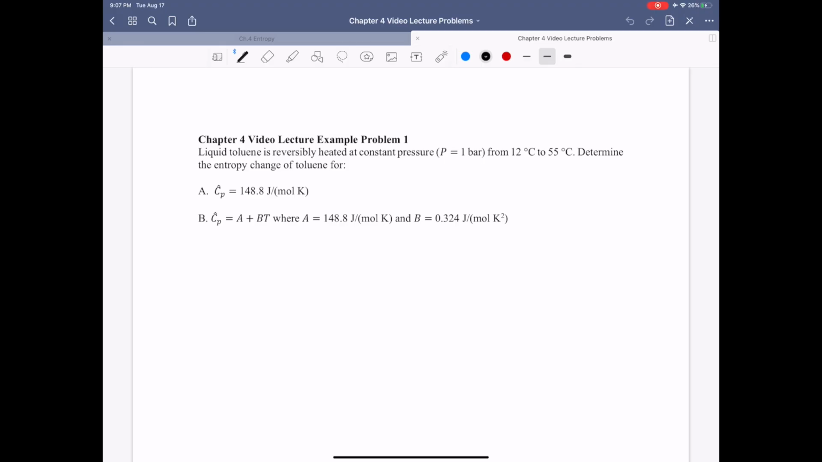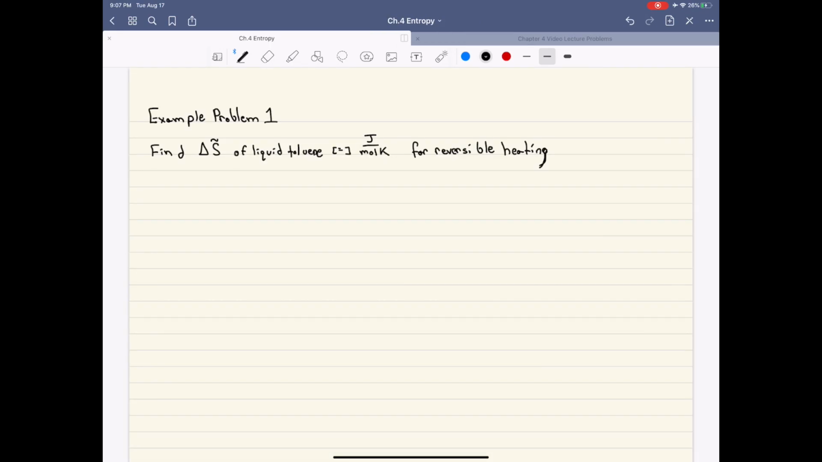So for this problem, we're asked to solve for the entropy change of the toluene as it's heated from 12 to 55 degrees C. We're not given any amounts, so what one can do is assume a basis of like 1 mole or 1 kilogram. But when we actually calculate the entropy, we're just going to calculate the molar entropy, so it's going to be in units of joules per mole K. That's just a small thing, and it won't really affect our application of the second law of thermodynamics.